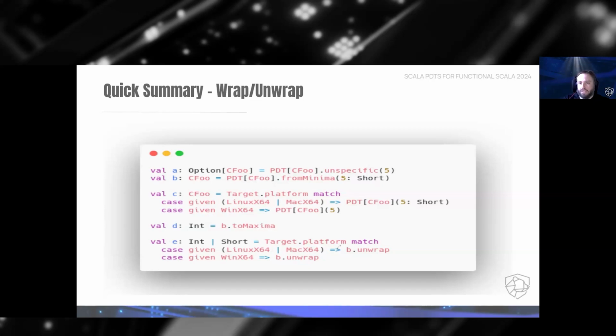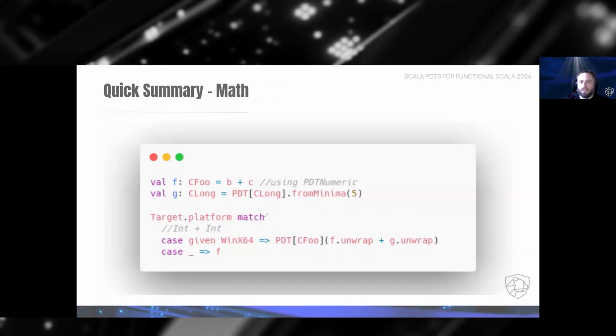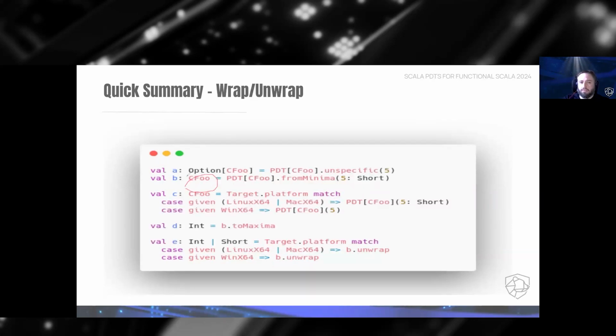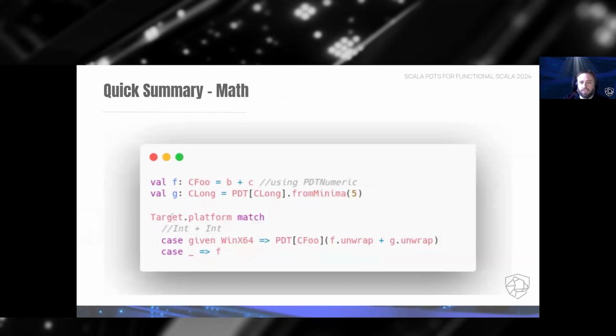And finally, we can use the specific unwrap to get a type into a short this way, because this unwrap actually returns short, this unwrap returns int based on the platform. And finally, we can also just do math on these types very easily. Here we can do B plus C because PDT numeric exists for C-long, and B and C were defined for Sifu, and B and C are proper Sifu, not options. And we can also mix and match these types by doing more platform-specific code.